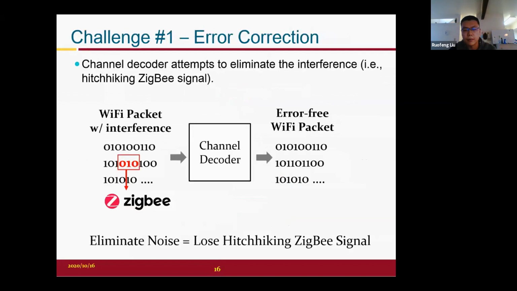So to fill in the gap between a decoded payload and the raw signal, we have to solve several challenges. But due to time limitation today, I will just focus on the most interesting one, which is error correction. The Wi-Fi packets are protected by channel coding and decoding against interference. And in signal hitchhiking, the interference is ZigBee. So the Wi-Fi error correction method will try to get rid of the ZigBee signal. And if we get rid of the ZigBee signal, then the payload loses all the information about the ZigBee data.